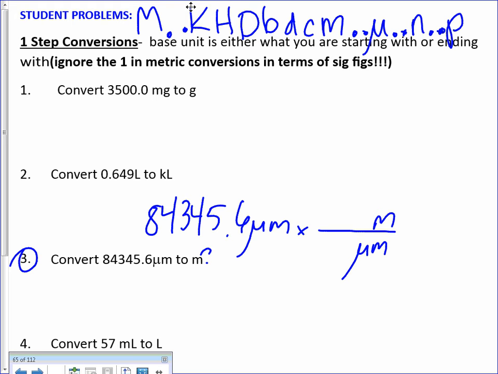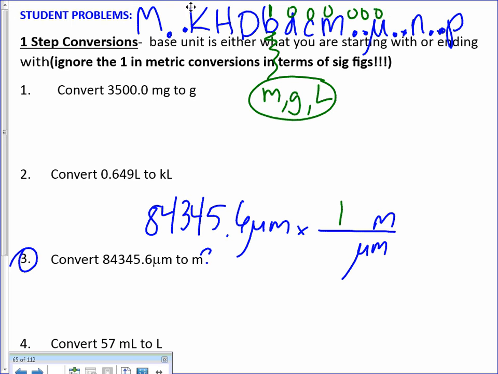Meters, right? Meters is at the base. What else is at base? Meters, grams, and liters, right? Don't forget that. That is base unit. So 1 meter is a ton of little bitty micrometers. But how many is a ton? How many zeros or spaces away is base from micro? 6. 1, 2, 3, 4, 5, 6.